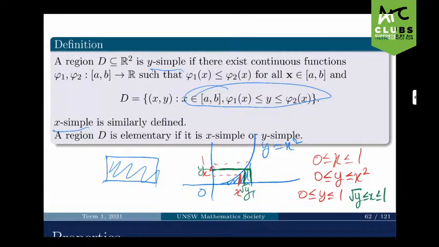So this is another way of describing the same region. Often there's one way that is more convenient than the other, and you probably want to use that.